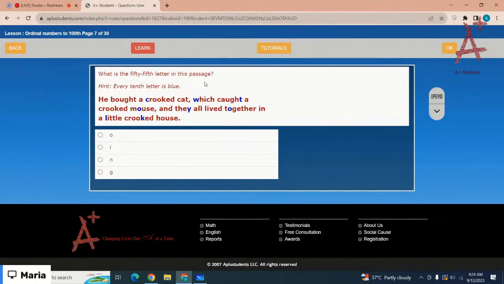What is the 55th letter in the passage? So which is the correct option? 55th you have to count, right? That is, C is 10th, W is 20th, T is 30th, O is 40th, and Y is 50th, right? You have to count 55th. 51, 52, 53, 54, 55. So which is 55th? I is the 55th letter, right?